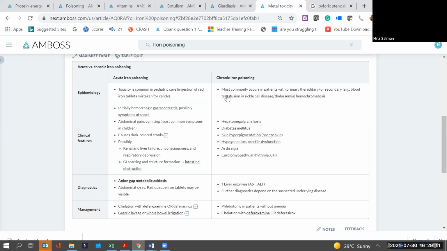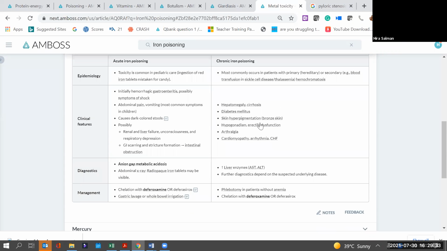Chronic iron poisoning most commonly occurs in patients with primary or secondary transfusion and sickle cell anemia. So most of the time, the patient is a known case of sickle cell disease or thalassemia, receiving packed cell transfusion, and they can have a chance of getting this iron poisoning. They will present with hepatomegaly, cirrhosis. They can also have diabetes, skin hyperpigmentation, bronze skin, which takes time to develop, and hypogonadism, erectile dysfunction, arthralgia, cardiomyopathy. So these are all the related things which can be there because of the iron overload in the body.